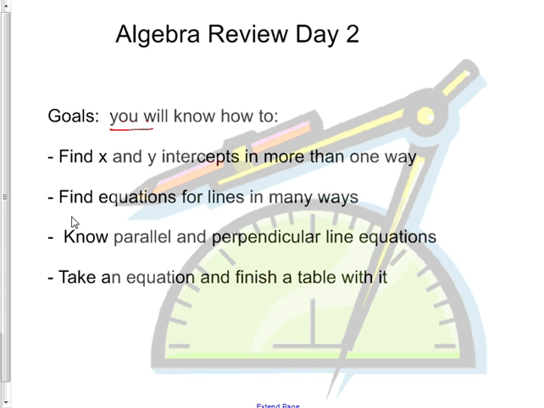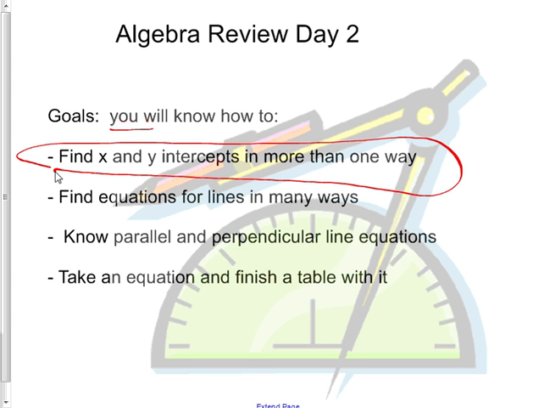Okay, so here's what you need to know how to do for today. It's x and y intercepts. We already talked about that a lot yesterday, so this part's going to be really easy. Finding equations for lines. A lot of times this happens on the ACT test too. They say here's a slope and here's a point on the line. Tell me what the equation is. We'll talk about those. Parallel and perpendicular lines, that is super easy. You're going to know that in 2 minutes. And then the last thing is taking an equation and using a table to figure out some points on the equation. This is going to be a pretty easy day compared to yesterday, I think.